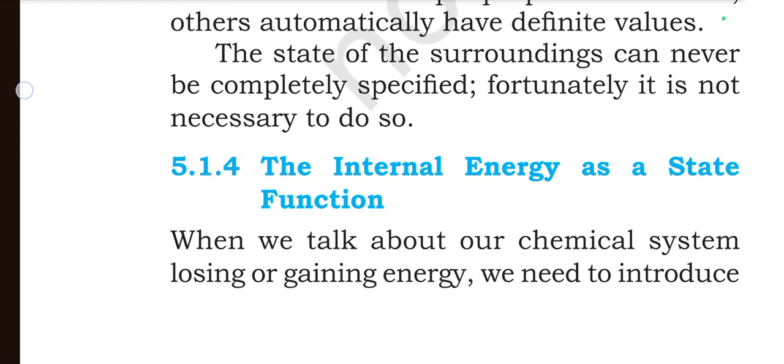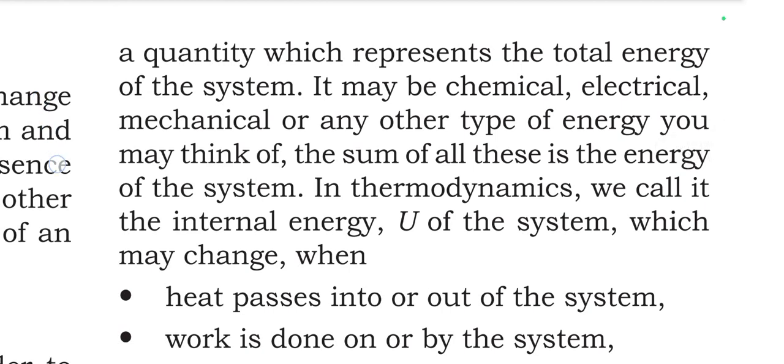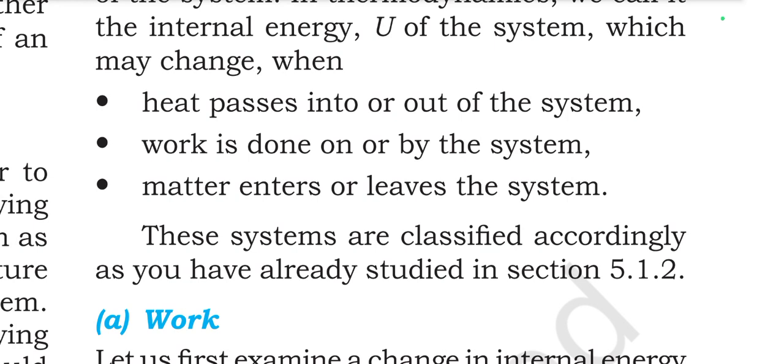When we talk about our chemical system losing or gaining energy, we need to introduce a quantity which represents the total energy of the system. It may be chemical, electrical, mechanical, or any type of energy you may think of. The sum of all these energies is the energy of the system. In thermodynamics, we call it the internal energy U of the system, which may change when heat passes into or out of the system, work is done on or by the system, or matter enters or leaves the system. These systems are classified as you already studied in section 5.1.2.